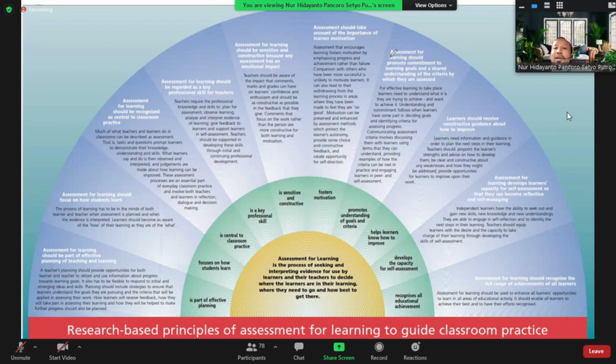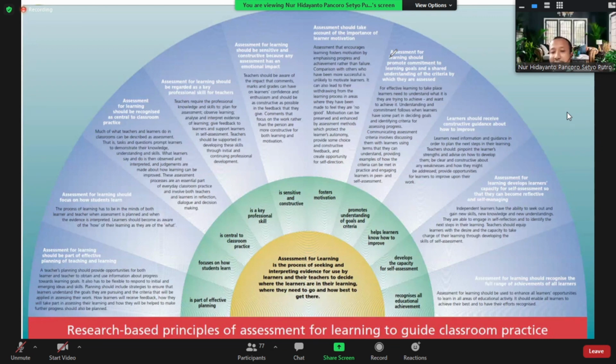Learners should receive constructive guidance about how to improve. Yes, sepandai-pandainya siswa mungkin tidak lebih pandai dari gurunya. That's why, or dosennya. That's why we have to provide them with constructive guidance about how they can help themselves to improve themselves. Okay, then assessment for learning develops learners' capacity of self-assessment, helping them to assess themselves well. Trust me that if you ask your students to assess themselves, you are helping them to grow, being more confident and being more self-independent.